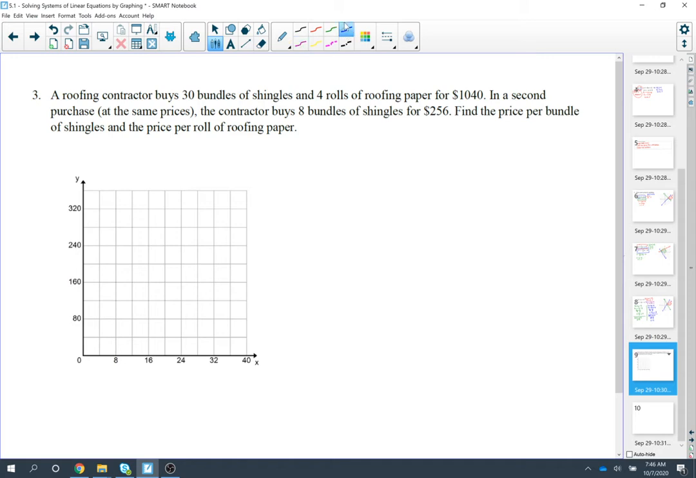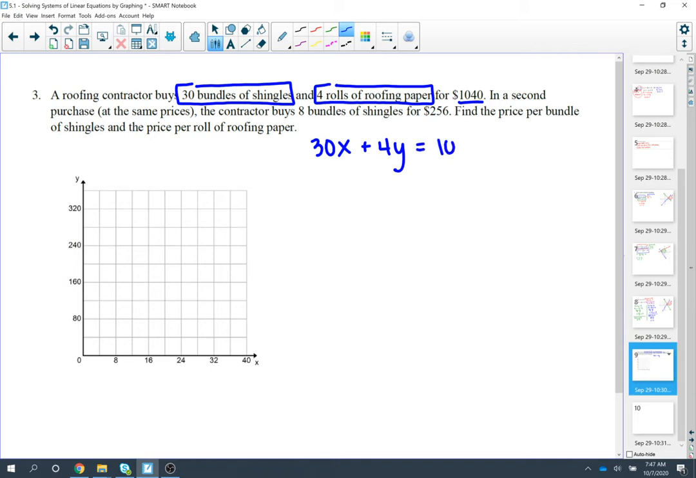Now, we have two things going on. We have 30 bundles of shingles and we have 4 rolls of roofing paper, and in our first scenario we're spending $1,040. So I'm going to say that's 30x, times a price I don't know, plus 4y, times a price I don't know, equals $1,040.